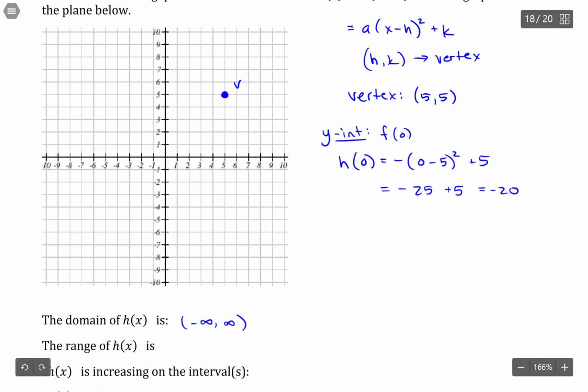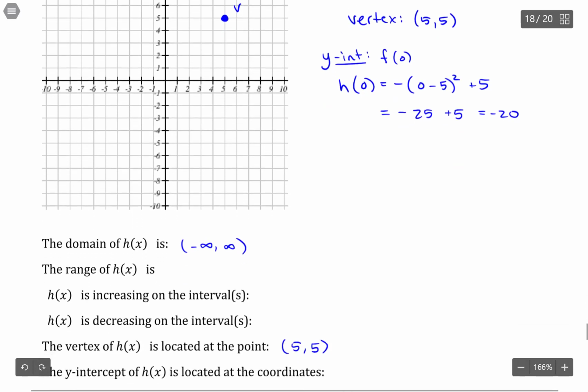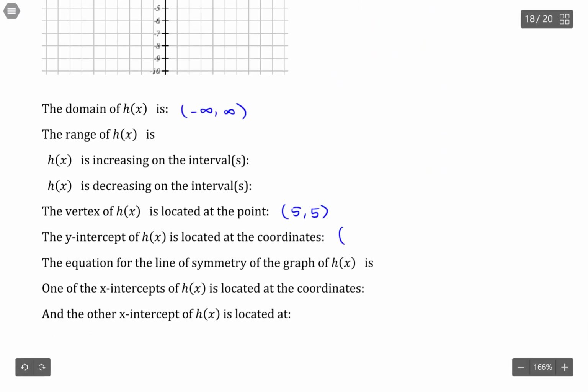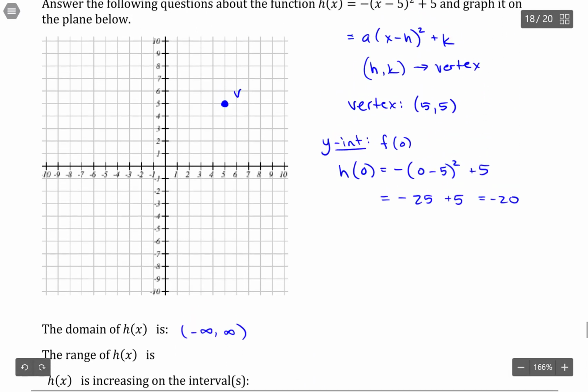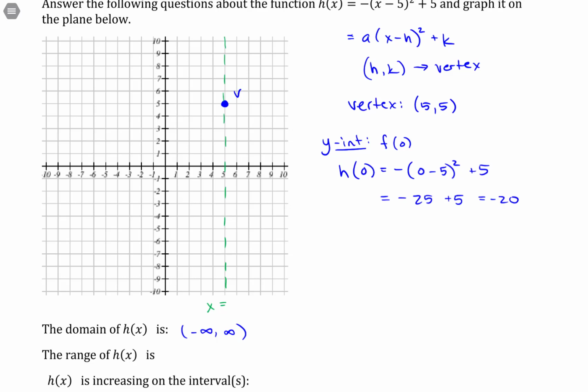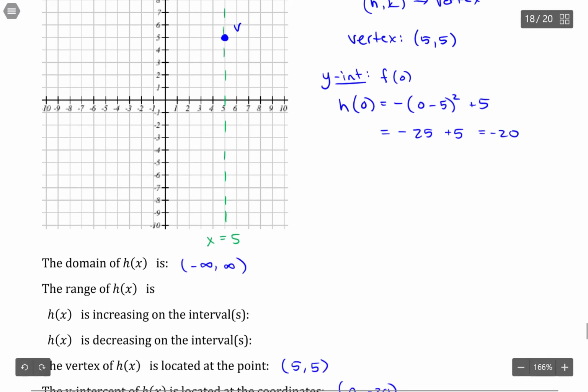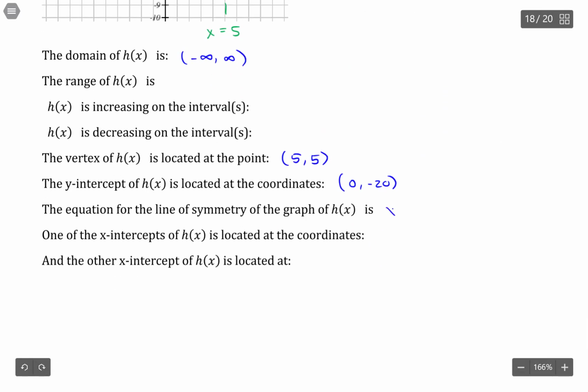In this form, you do have to actually evaluate. So the y-intercept is not going to be visible on screen here because my scale only goes to negative 10. But we can state that the y-intercept is at the coordinates 0, negative 20. The equation for the line of symmetry. For any quadratic, the line of symmetry is just a vertical line which passes through the vertex. So to make the equation of a vertical line, we just say it's x equals a constant, and it's whatever that x value is, which is 5. So the equation is x equals 5.